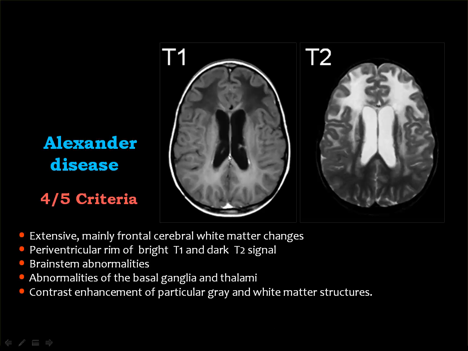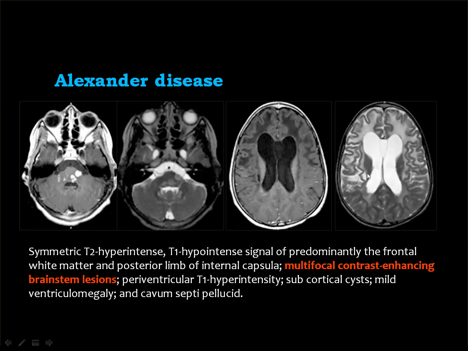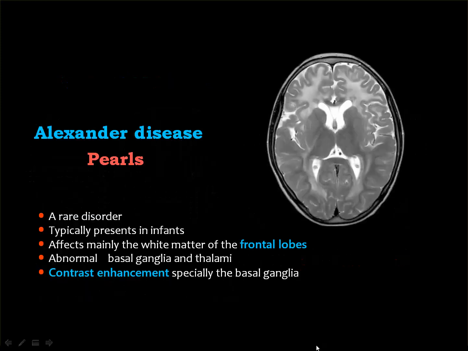The literature says that you should have 4 or 5 criteria to diagnose Alexander disease. Number 1, extensive mainly frontal white matter changes, periventricular rim of bright signal in the T1. And the explanation of this rim is not clear. If you look carefully here, I think you can appreciate this high signal. Then brainstem abnormalities, abnormalities in the basal ganglia and the thalami, contrast enhancement of the affected white matter. This is an example of prominent brainstem affection in Alexander disease with significant post-contrast enhancement, as you can see.